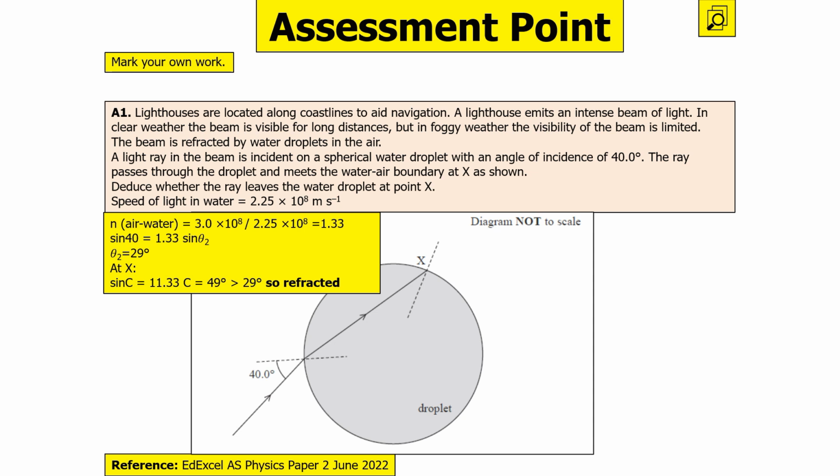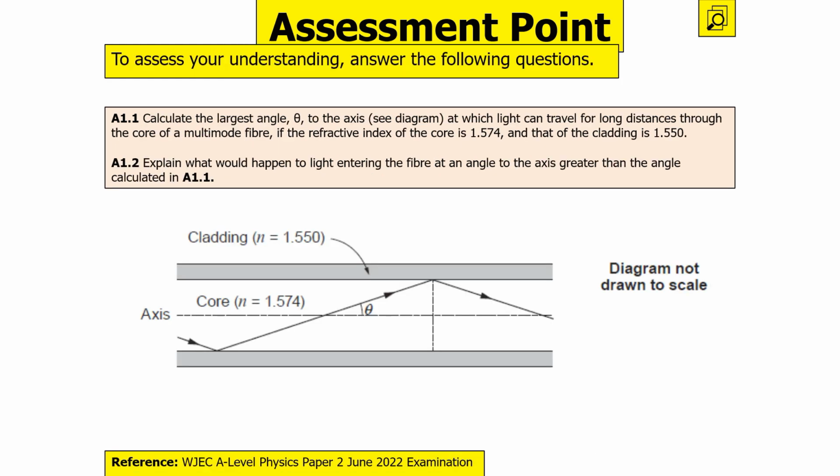Remember, n1 is 1 because it's air, so therefore theta 2 is 29 degrees, and therefore we can work out what the critical angle is by doing sine critical angle is 1 over n, so you can work it through like that. So therefore the critical angle is going to be 49 degrees. The angle of refraction is 29 degrees, so therefore it will refract through, so therefore you can see what's going to take place.